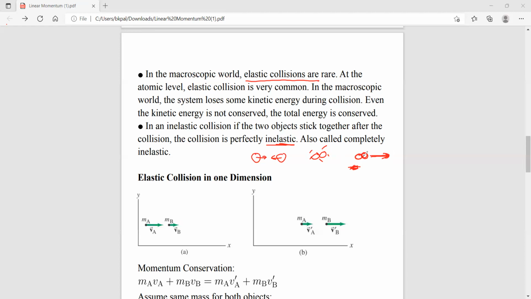So if in an inelastic collision the objects stick together after the collision, we call it a perfectly inelastic collision or completely inelastic collision. Remember that if in any problem you see that the collision is perfectly inelastic or completely inelastic, that means after the collision the objects stick together and travel together. All right. Now before I go to the next one, let me go back to the last slide.